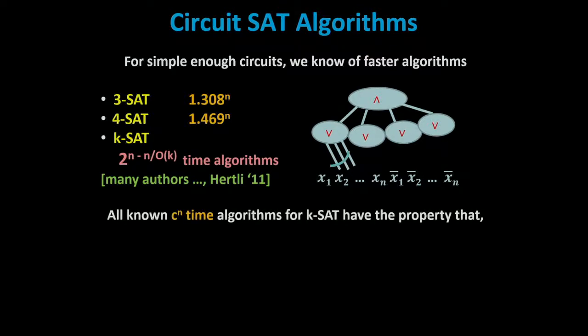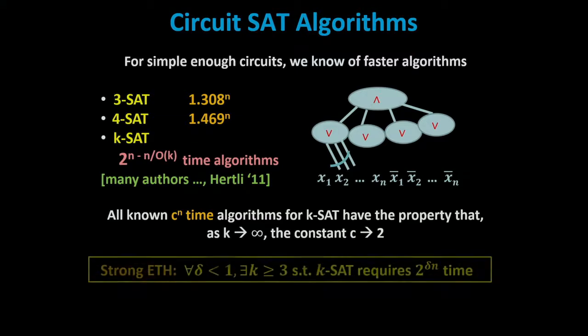And so the main observation I want to talk about here is that all known faster than 2 to the n time algorithms for K-SAT have the property that as k goes to infinity, this constant c in the base of the exponent goes to 2. Okay? In fact, it seems you get this kind of behavior no matter what algorithmic paradigm you use. And that is actually, to me, a very intriguing phenomenon. Like even getting a log k there, we don't know how to do.